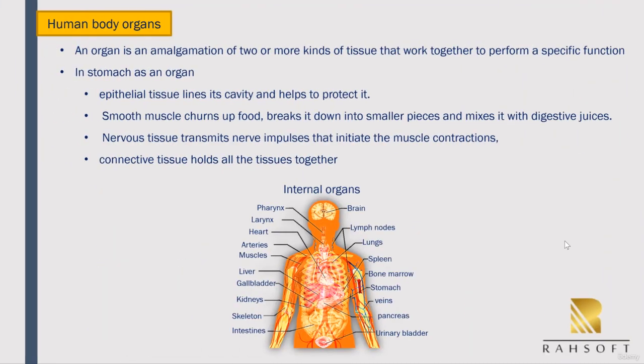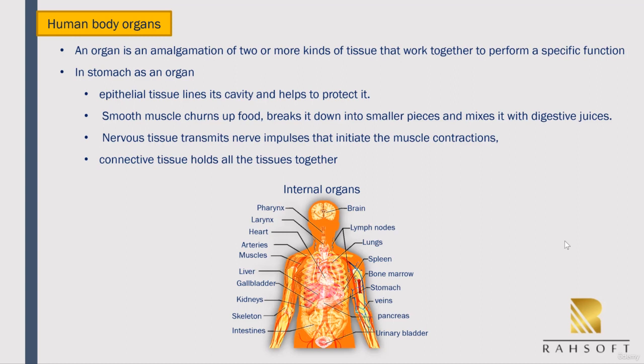So you can also combine these tissues just as the cells combine to form tissue. You can combine the human tissues together to help create human body organs. An organ is an amalgamation of 2 or more kinds of tissue that work together to perform a specific function within the body. For example, the stomach as an organ has a lot of different types of tissues that work together to achieve a function.